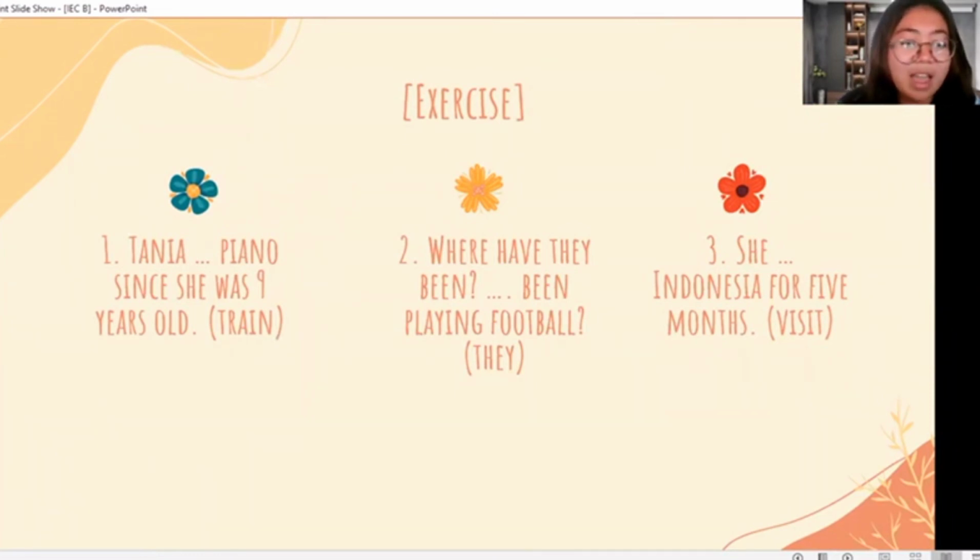I have 3 exercises for you to answer. Number 1. Tanya blah blah blah piano since she was 9 years old. Number 2. Where have they been? They blah blah blah been playing football. Number 3. She blah blah blah Indonesian for 5 months. Okay. Good luck and goodbye.